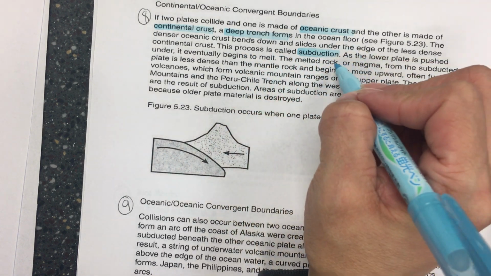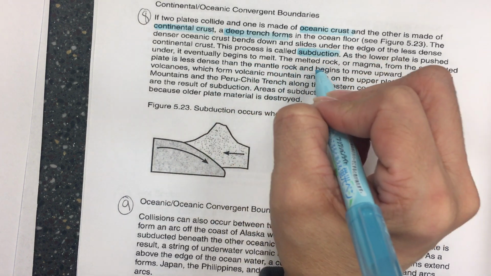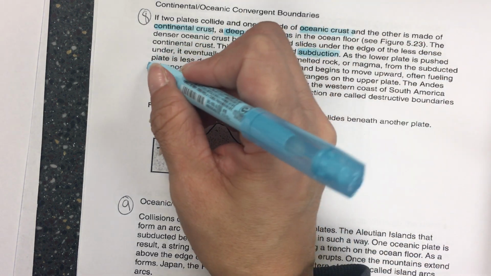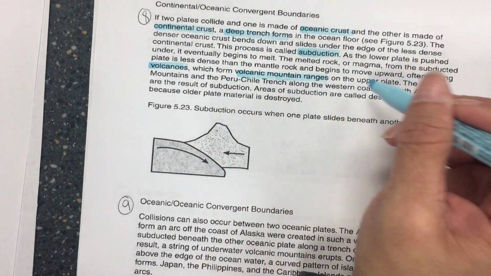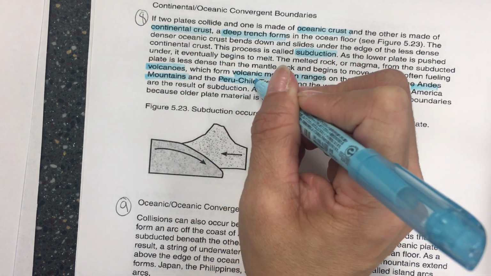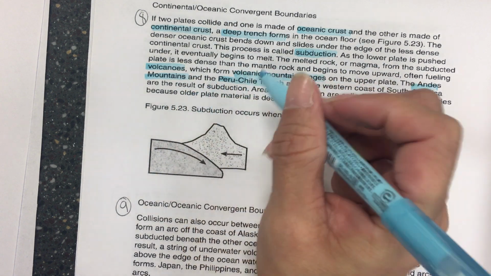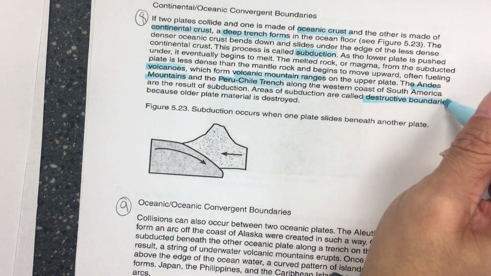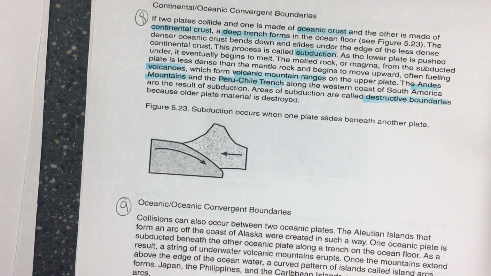The melted rock or magma from the subducted plate is less dense than the mantle rock and begins to move upward, often fueling volcanoes, which form volcanic mountain ranges on the upper plate. The Andes Mountains and the Peru-Chile Trench along the western coast of South America are the result of subduction. Areas of subduction are called destructive boundaries because older plate material is destroyed.